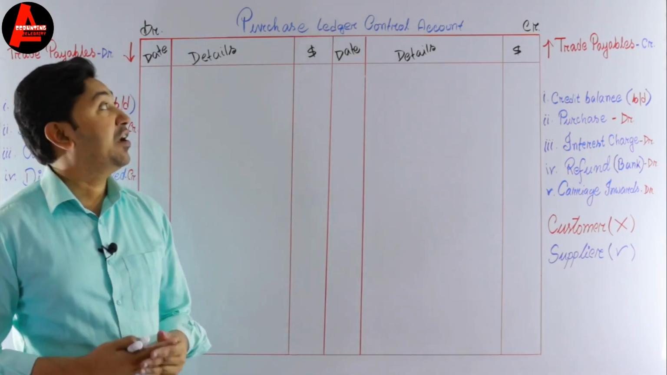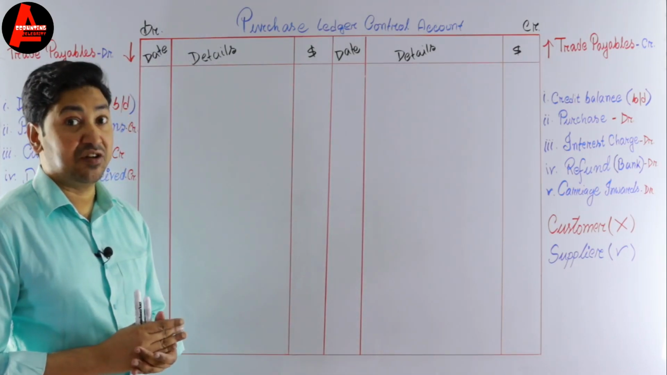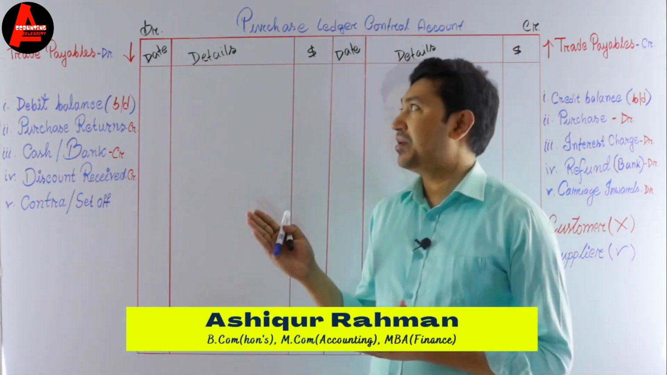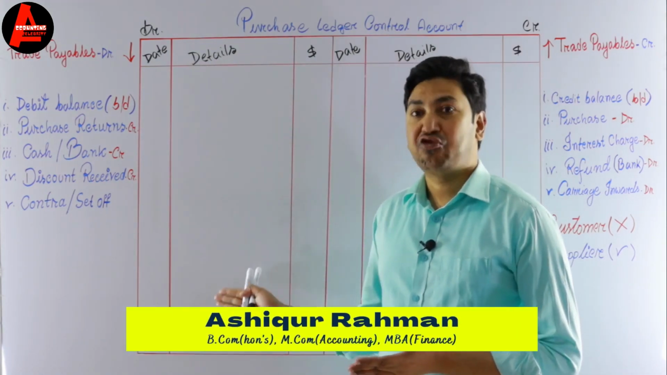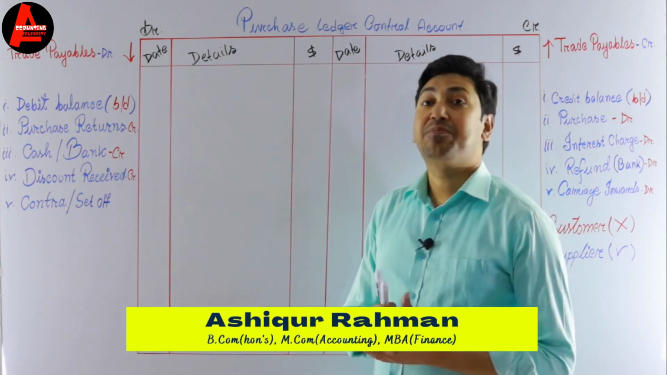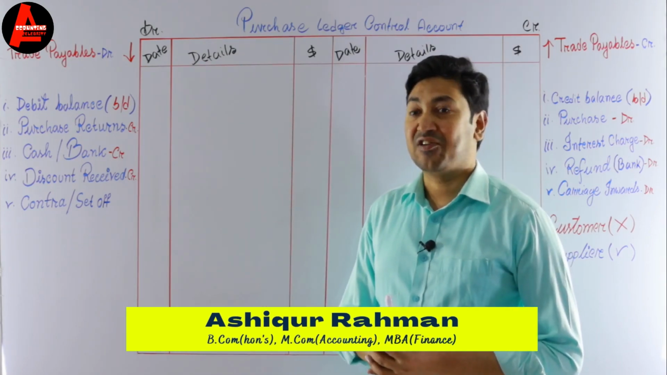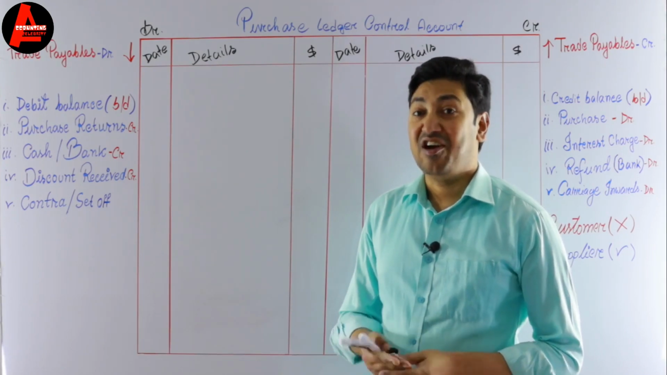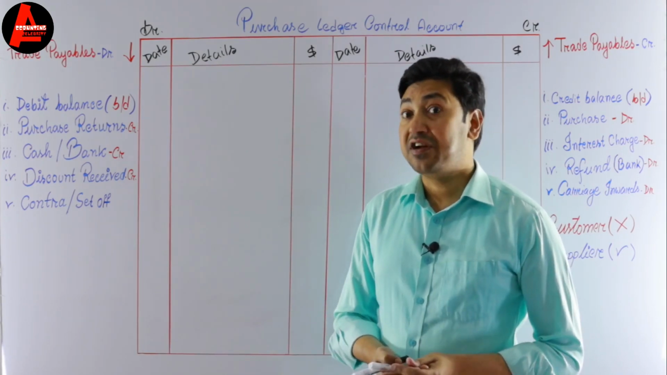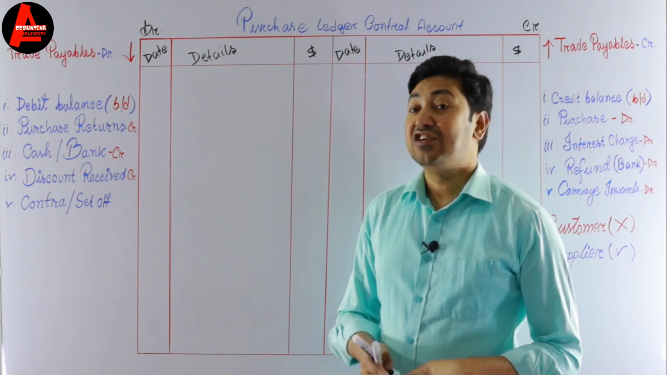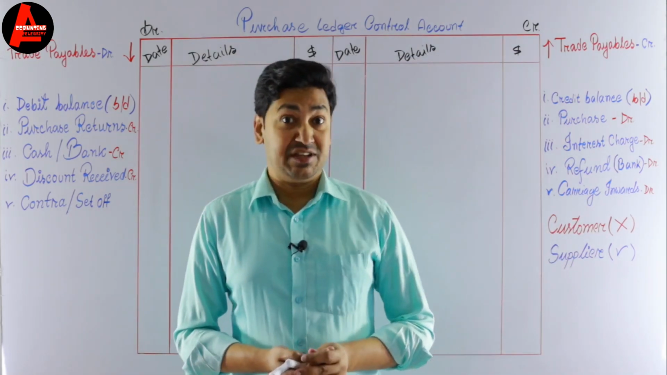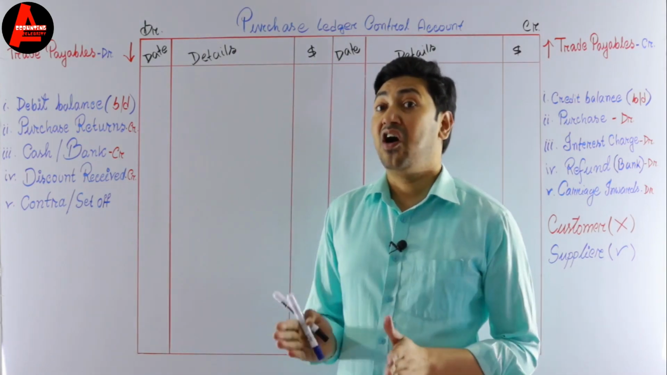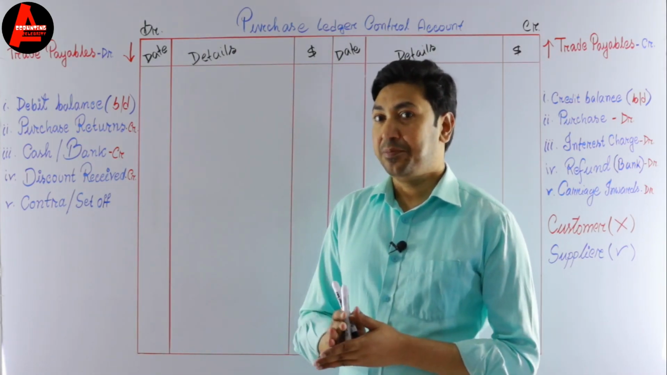Okay, what we are doing is a purchase ledger control account. Actually we are calculating the closing balance of trade payables, so it is actually a trade payable control account. You can also call it a creditors ledger control account, or sometimes a supplier ledger control account. There are so many suppliers and creditors in the business, so this is a combined account of all the creditors of a business.